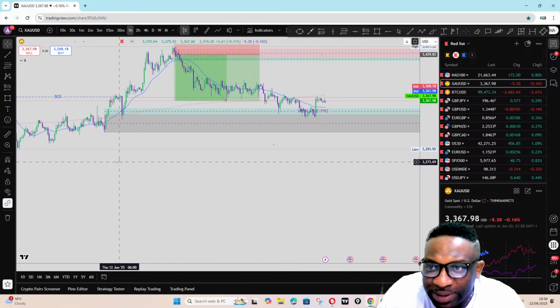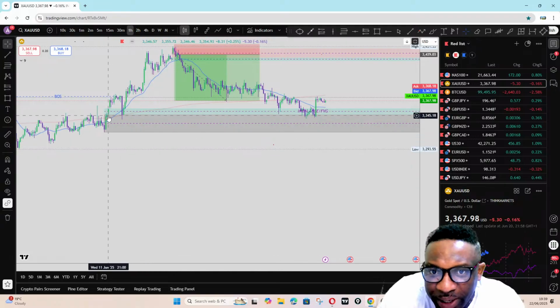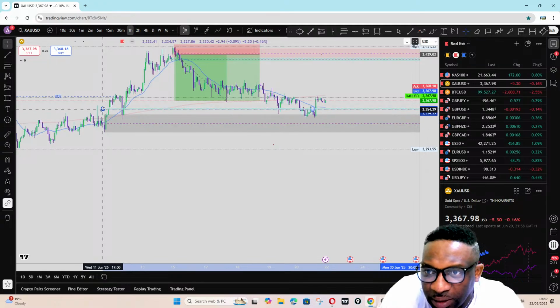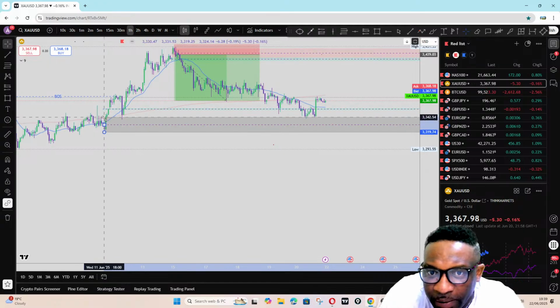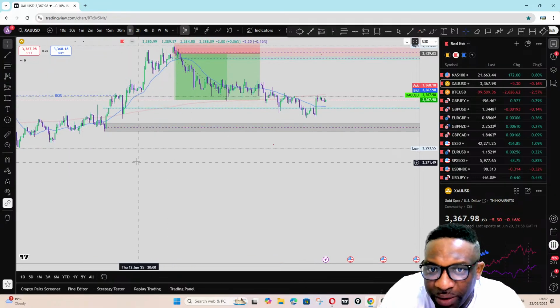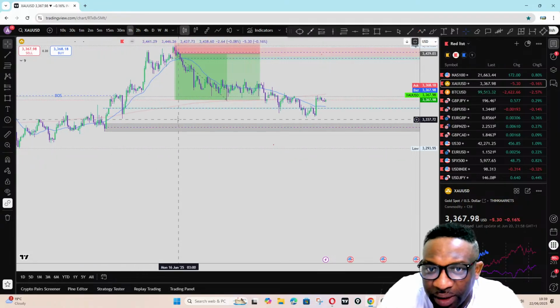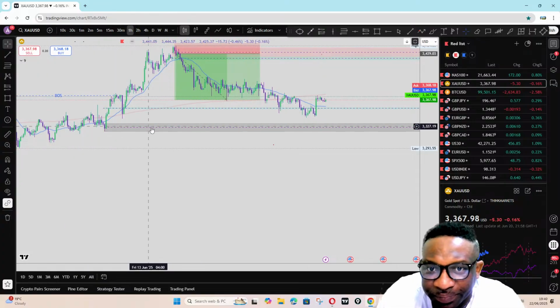So on the 1-hour time frame, we can further refine this area. This is the last candle we can spot here, so we can further refine it. Not this one. We can further refine our area of interest to this last candle before that push to break the structure.